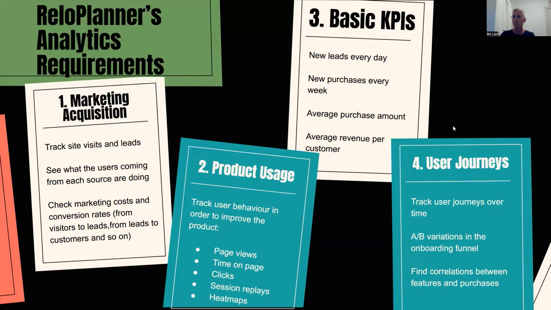As a bootstrap startup, Relo Planner had to prioritize their analytics requirements, and they came to these four sections, more or less. One of them is to track marketing acquisition performance, see where the users from each source are coming from and what they're doing. I'll throw some numbers to those of you that aren't fully familiar with the marketing terminology. Let's say that I'm spending $500 on a Google campaign. This specific campaign brought me 1,000 clicks, 100 registrations, and 20 unique purchases.